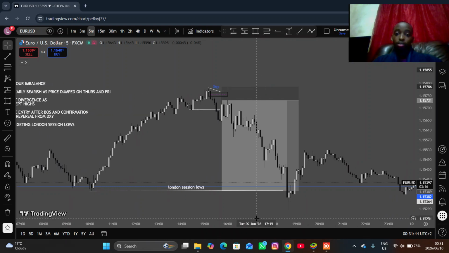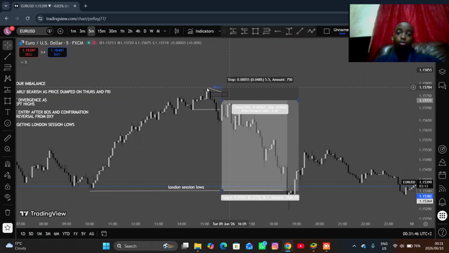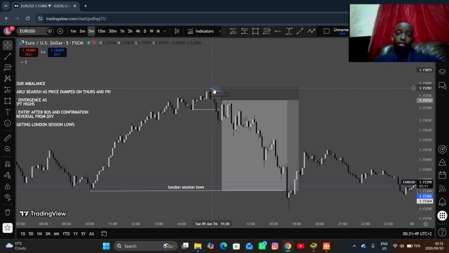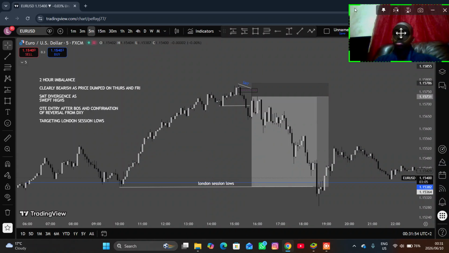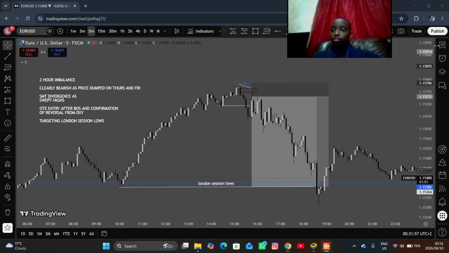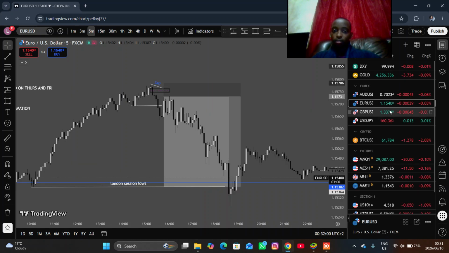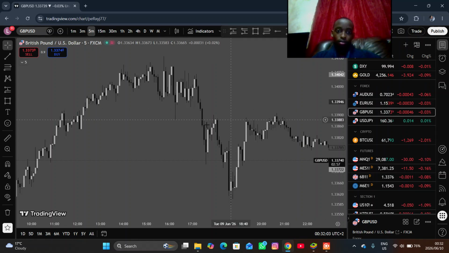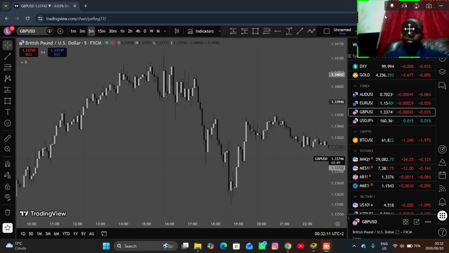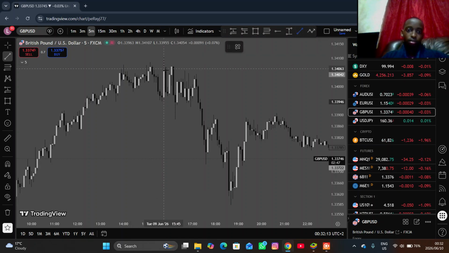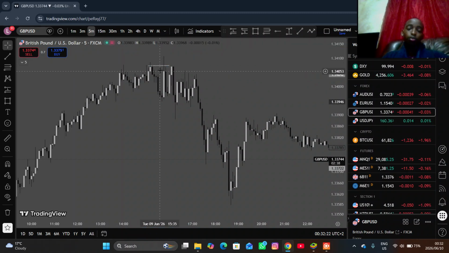Then another confluence is price failing to break these highs, and that's an SMT, because on GBP at the same time over here, this is 3:45, price took out the high, but on EUR/USD it failed to. On GBP, that's a confluence of ours.